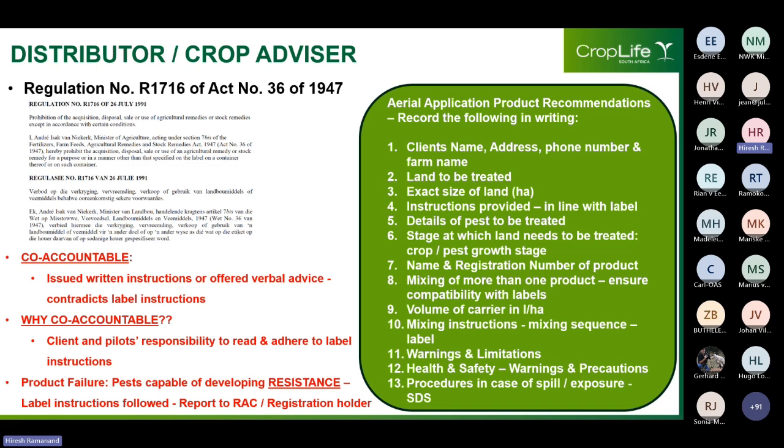However, the distributor or crop advisor can be held co-accountable together with the farmer, producer, and pilot who applied the product for the failure of such product, crop damage, human impact, or environmental impact caused by the product, only if the distributor or crop advisor issued written instructions or offered verbal advice that contradicts the label instructions.